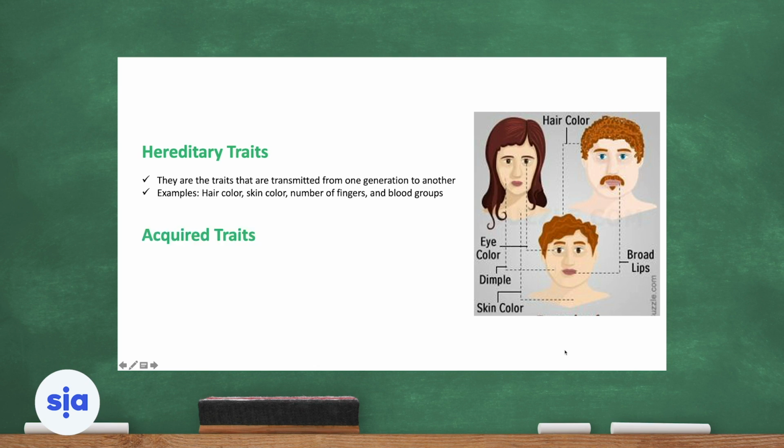What about acquired traits? They are the traits that aren't transmitted from one generation to another. Instead, they are acquired. Examples: the skill of playing football or writing.